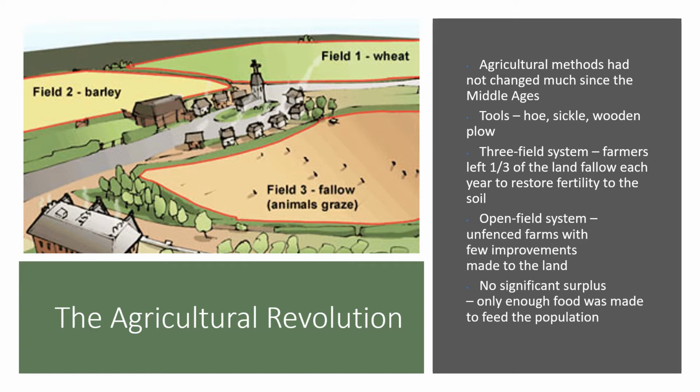To achieve this, it was an open field system, meaning there were no fences, and so very little actual improvement was made to the land. It was a very laissez-faire, a very laid-back and disorganized way. The system only provided what was needed. There was no significant surplus of food. Only enough food was grown to feed the local population.